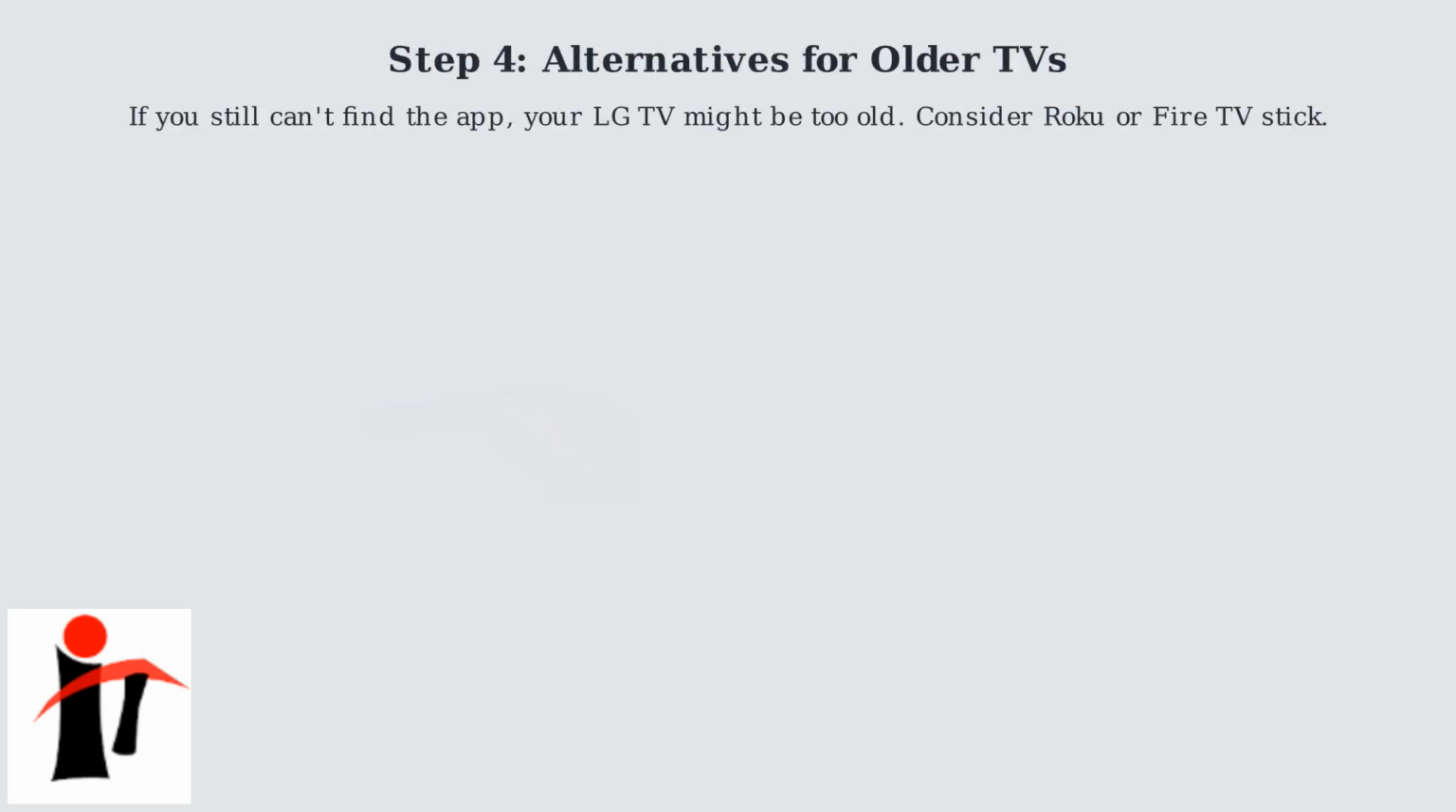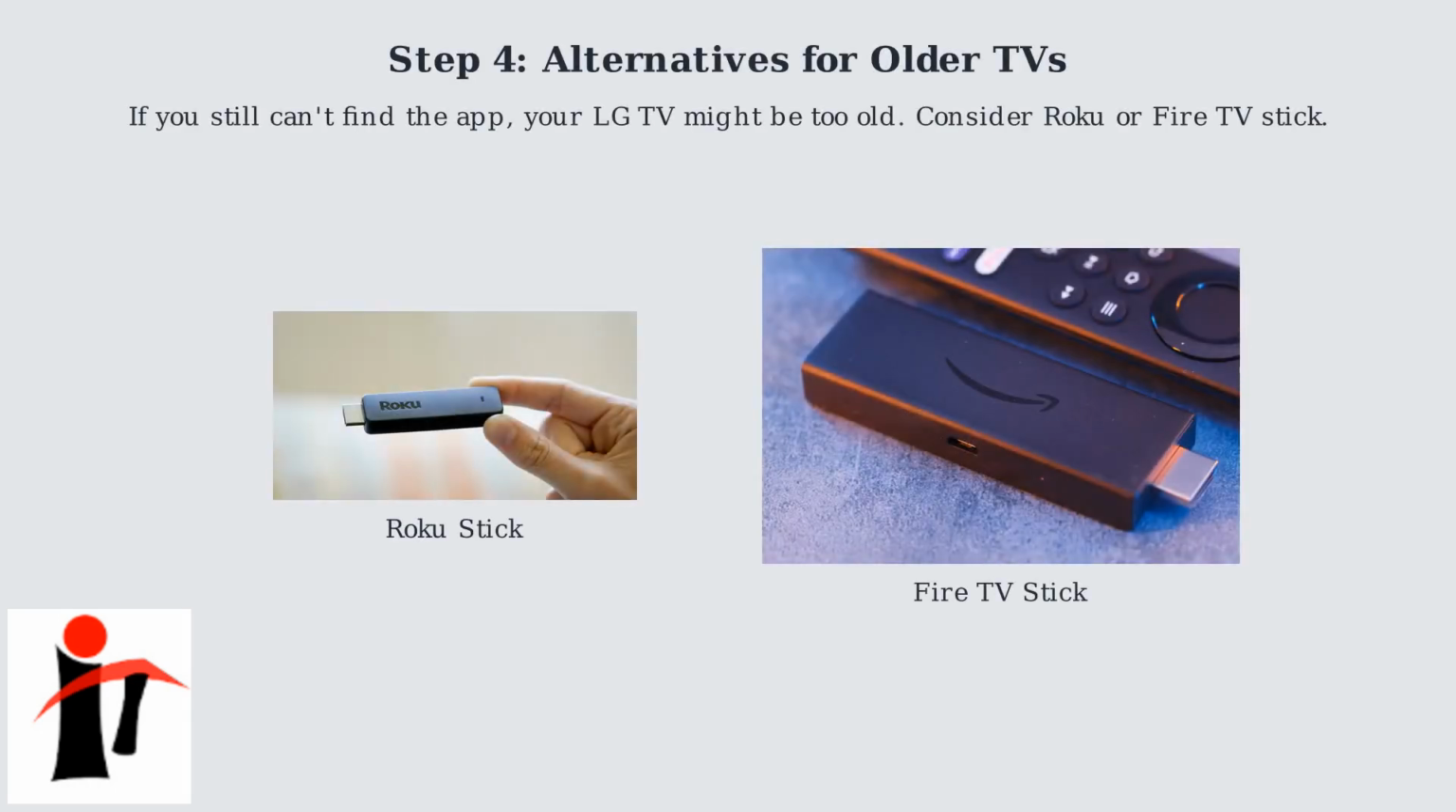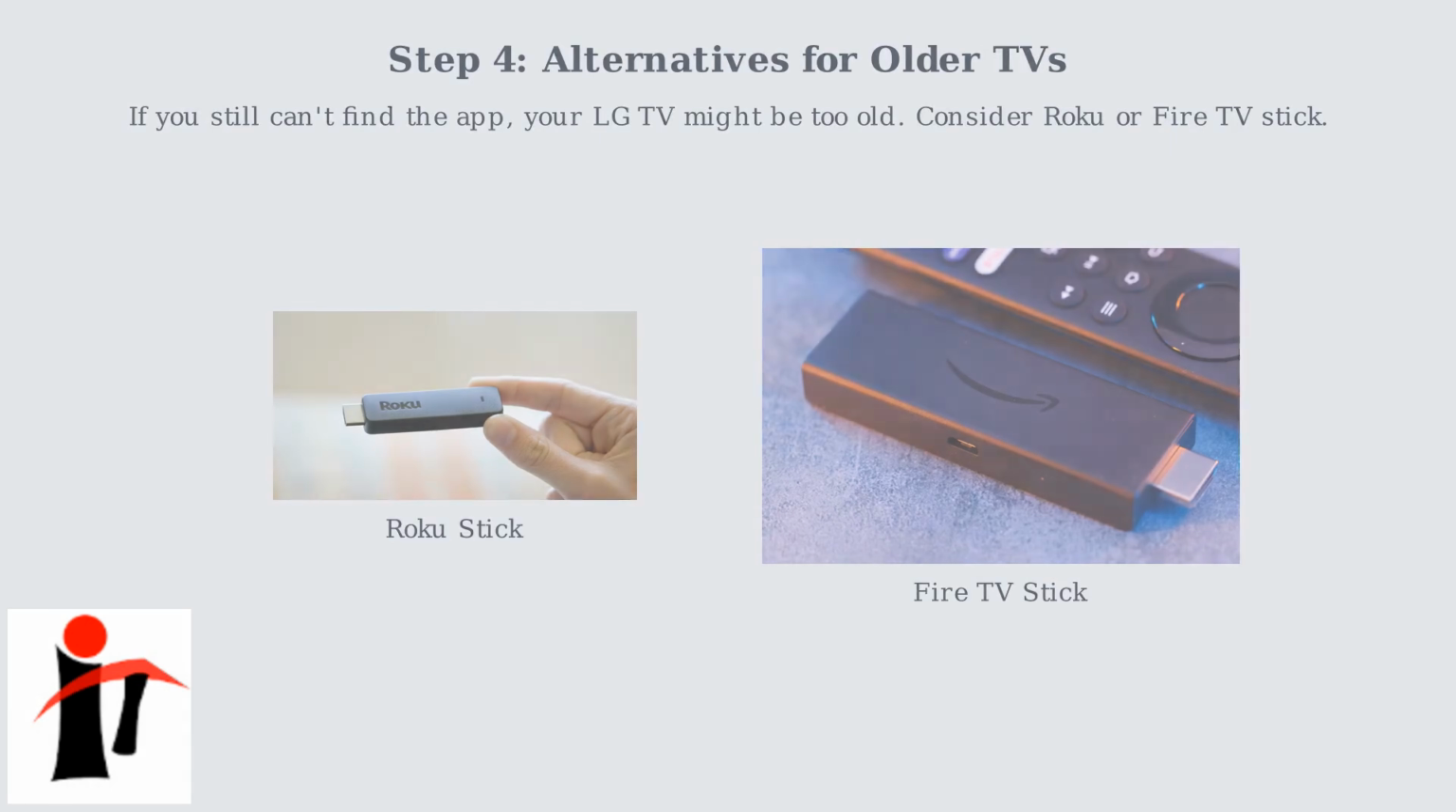If you still can't find the app after these steps, your LG TV might be an older model no longer supported by Spectrum. In that case, consider using alternative devices like a Roku or Fire TV Stick to access Spectrum.